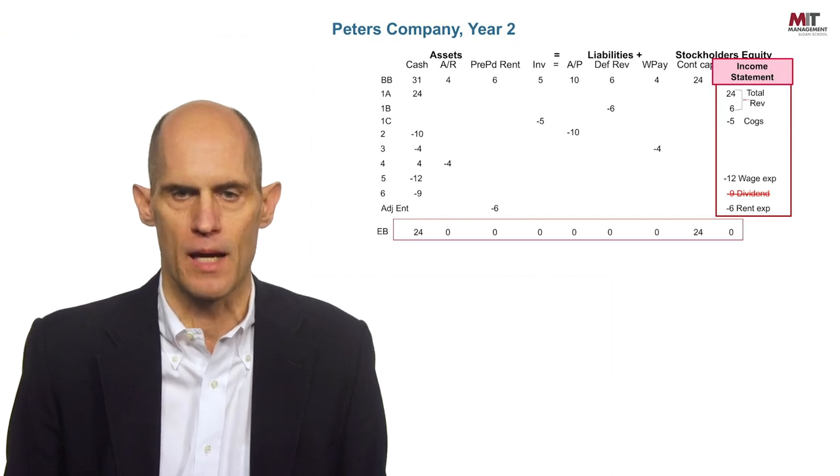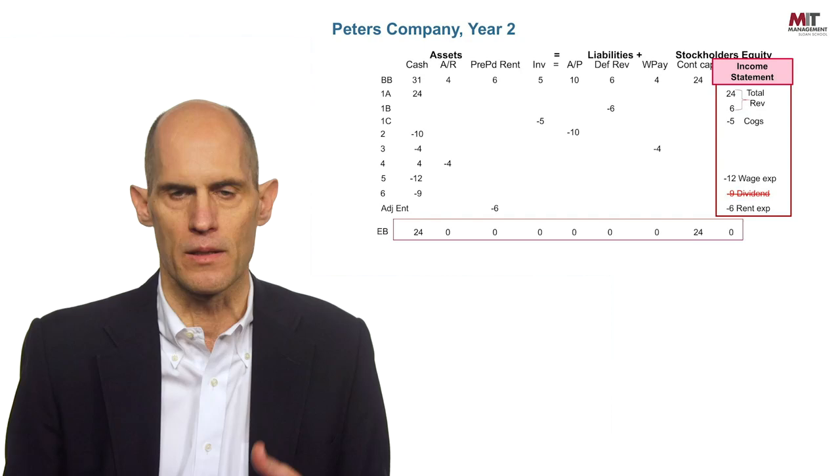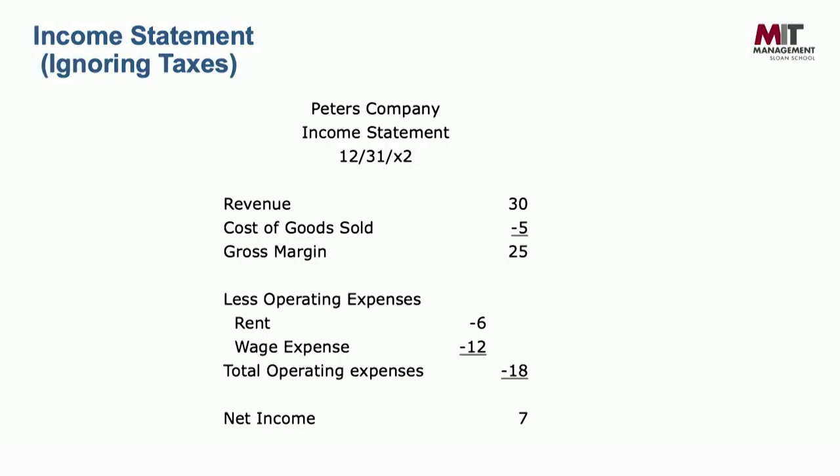Now, to make up an income statement, remember in review, the income statement lives over in the retained earnings section, except for dividends. So our income statement looks like this. We've got revenue, cost of goods sold.